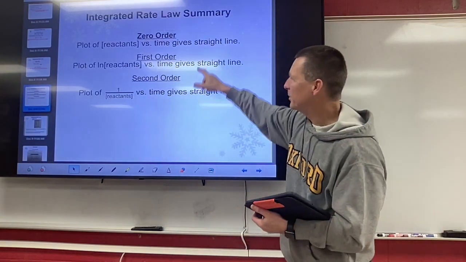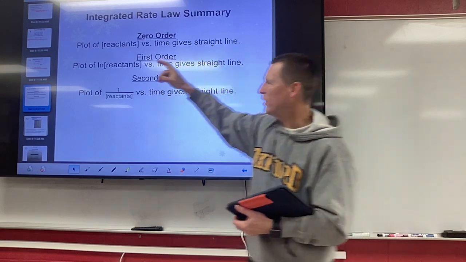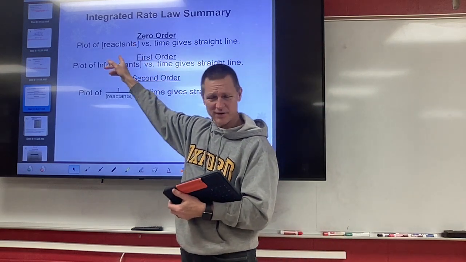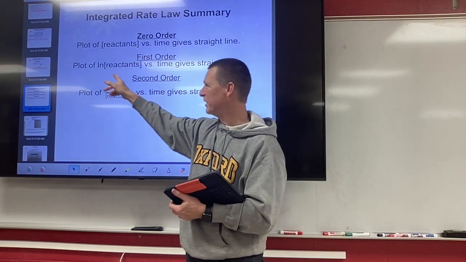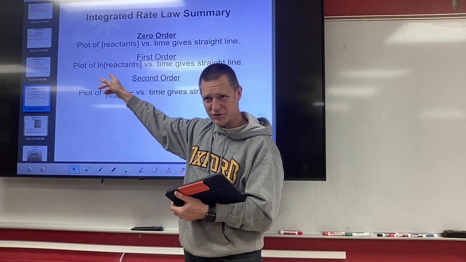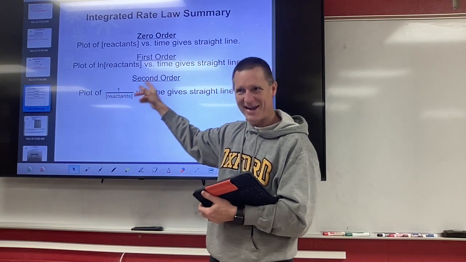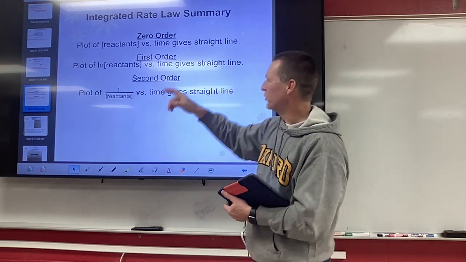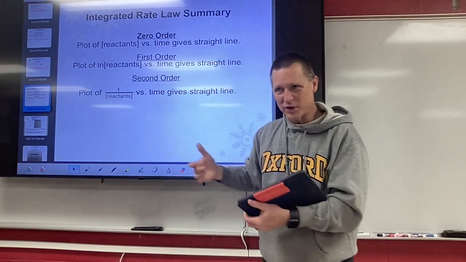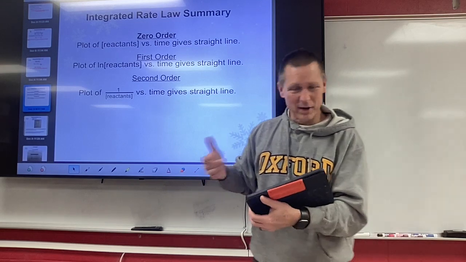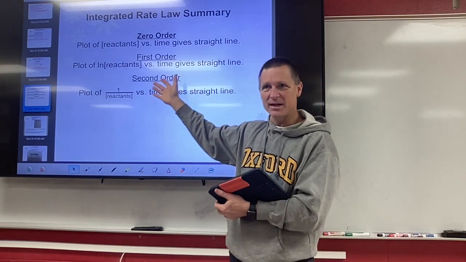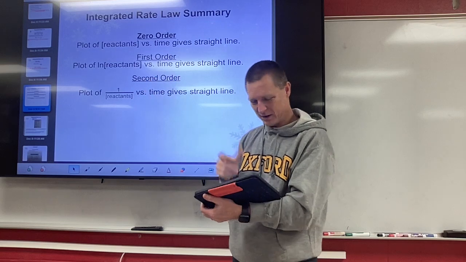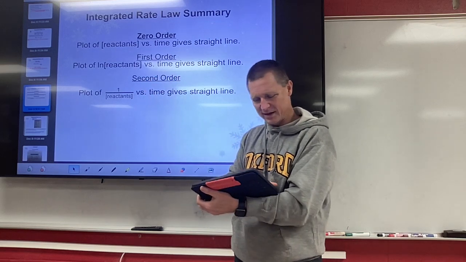And what I'm talking about is here. I'm going to have to plot the concentration of hydrogen peroxide over time. Then I'm going to have to graph the natural log of the concentration versus time, and then the inverse of the concentration versus time. I'm going to graph all three of those and then determine which one is the straight line. The one that gives me the straight line is going to tell us what the order of the reactant is.